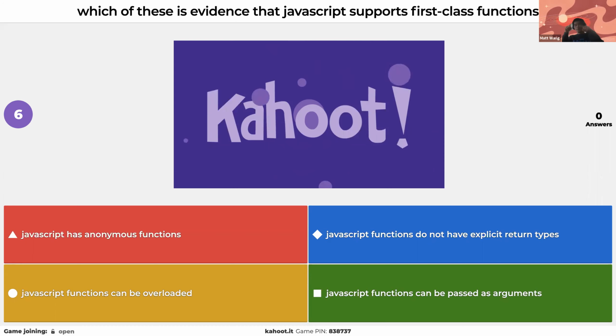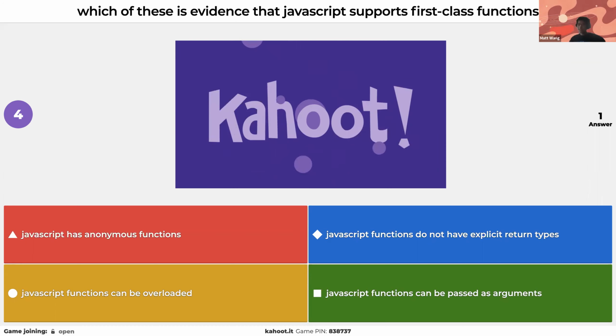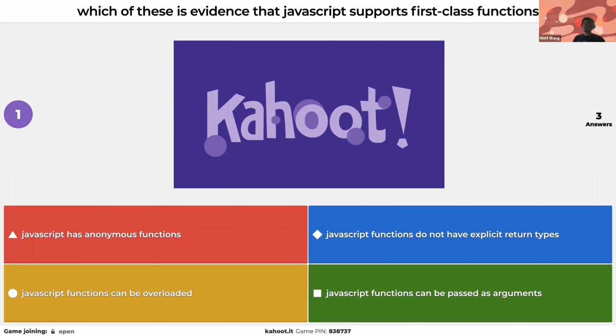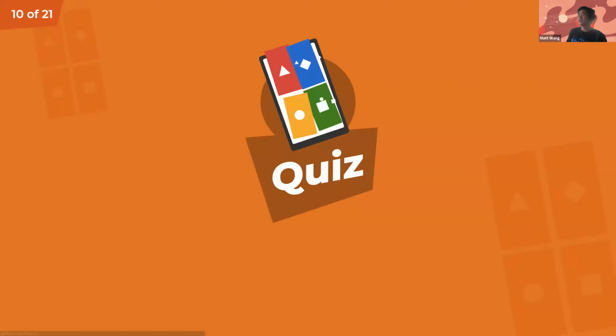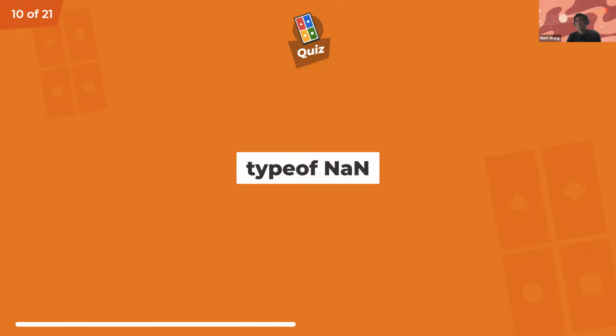This is a multi-select, so you have to select. Okay, so mostly we're chilling. JavaScript functions not having explicit return types does not mean that it supports first-class functions, right? It just means that it's dynamically typed. So are there languages that are not functional? No, but it's not evidence that shows that. Basic allows this, but no one uses Basic. Okay, the classic.